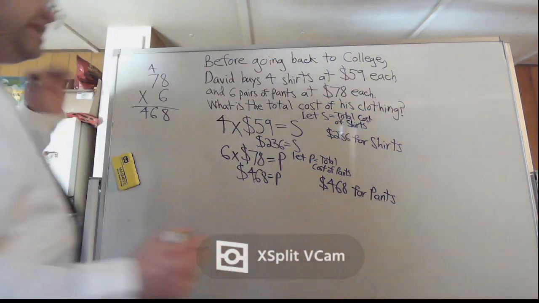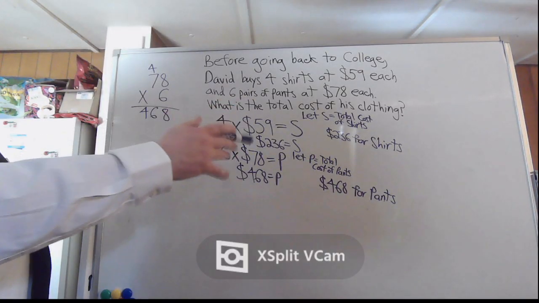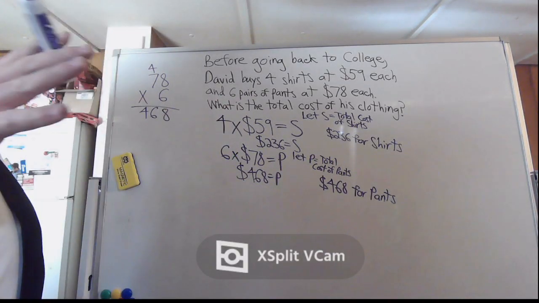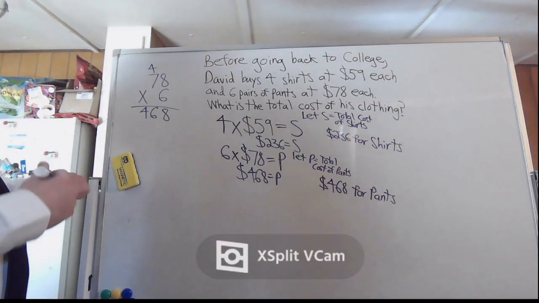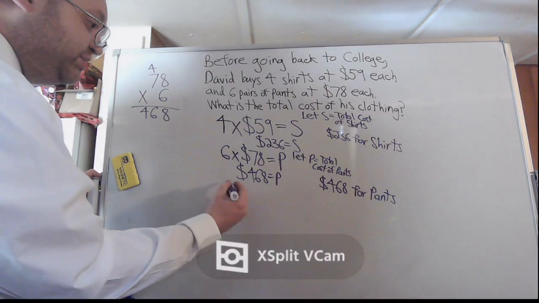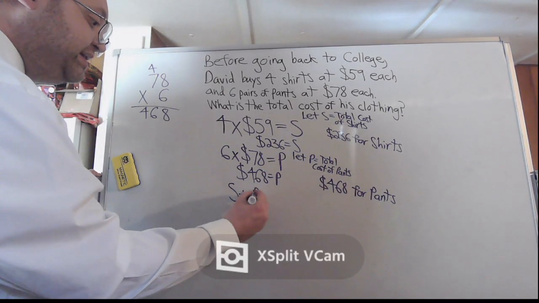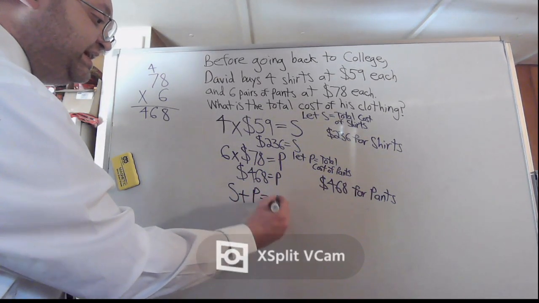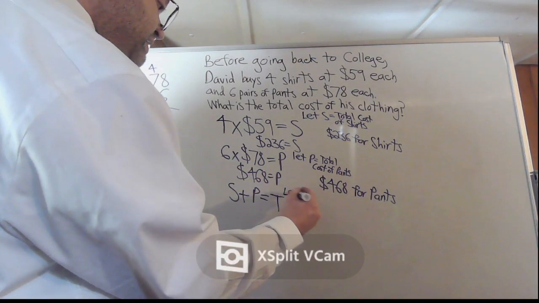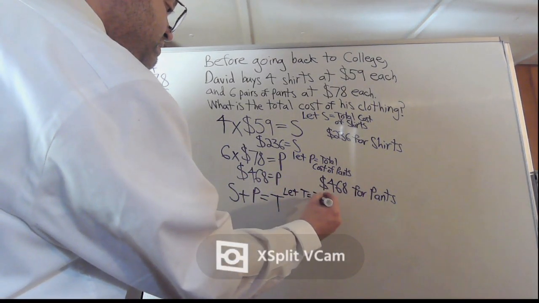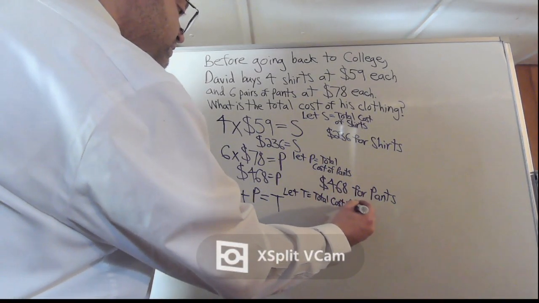So far we've found 2 pieces of information. If you add up the cost of the shirts total and the cost of the pants total, you'll get the total cost of his clothing. So you take the total cost of his shirts, S, plus the total cost of his pants, P. That'll give you T, which is the total cost of his clothing. So let T equal total cost for clothes.